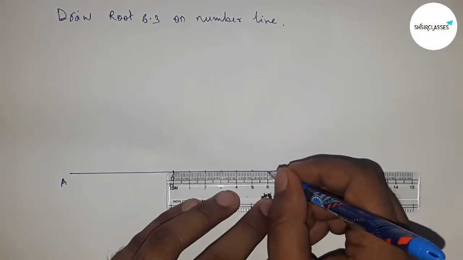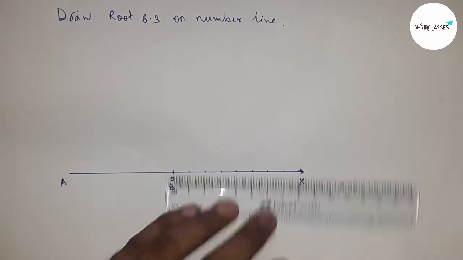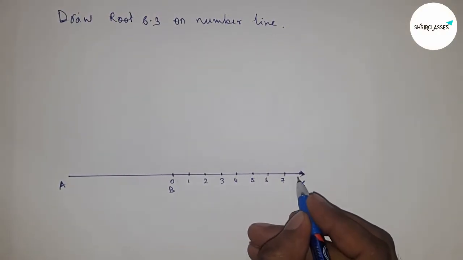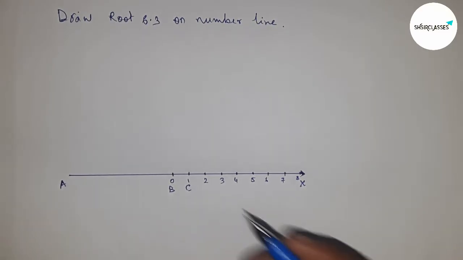So this is 1, 2, 3, 4, 5, 6, 7. And this is 1, 2, 3, 4, 5, 6, 7, 8. So this is point C.